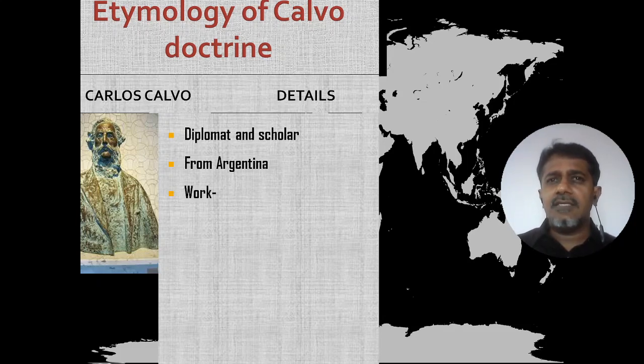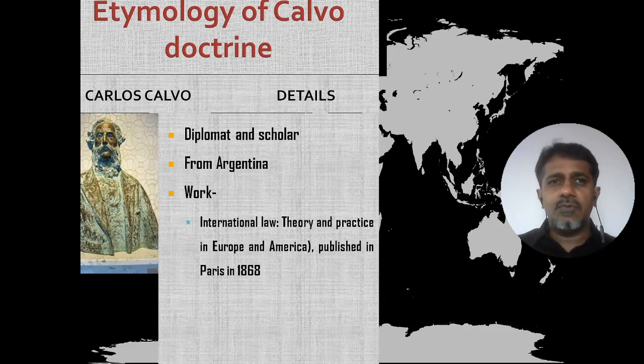Further, he has written a book. The title of this book is Theory and Practice in Europe and America, International Law, Theory and Practice in Europe and America, which was published in 1868. And it is in this book, for the first time, he has stated this clause, what we now popularly call the Calvo clause. So this is the background of this clause or principle.